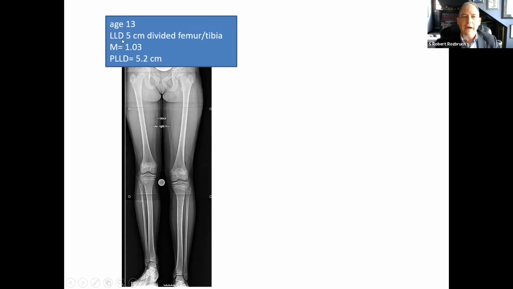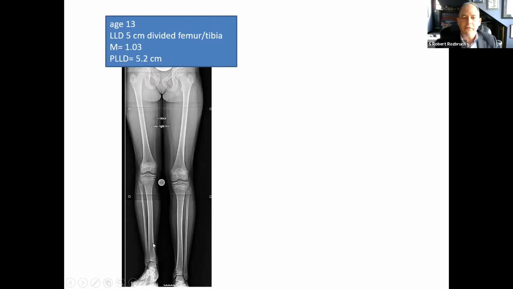In this congenital pattern, you can use something called a multiplier at any given age, and there's a table of it for boys and for girls. You can simply multiply the current leg length discrepancy by the multiplier, and that will give you the predicted leg length discrepancy at maturity. You can see as patients get close to the end of growth, and girls typically stop growing at around age 14, the PLLD here is 5.2 centimeters.